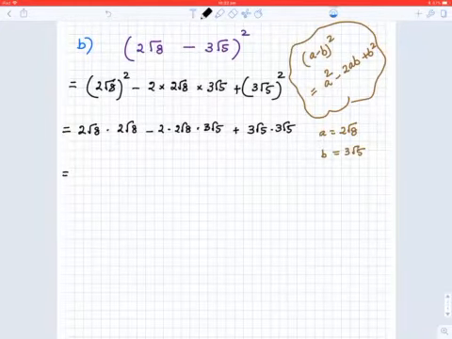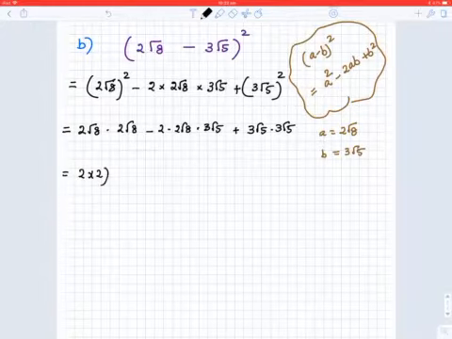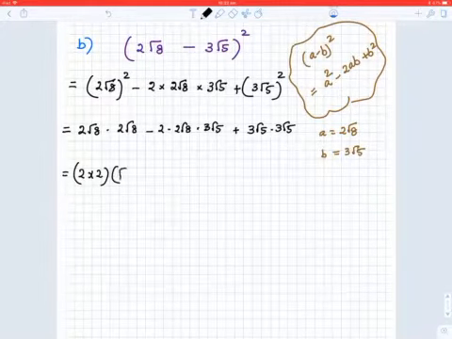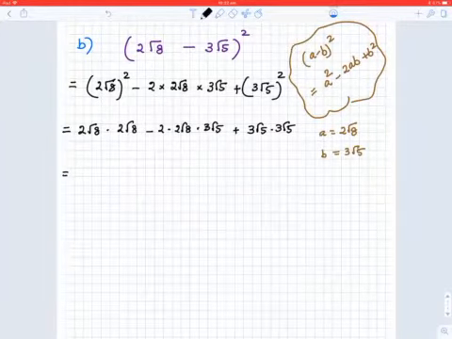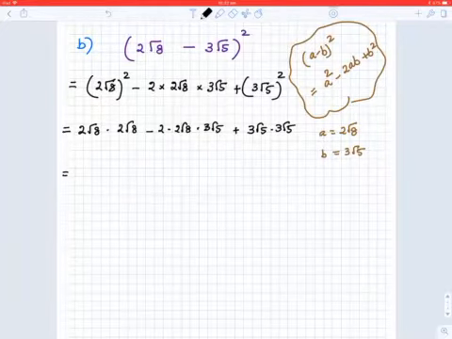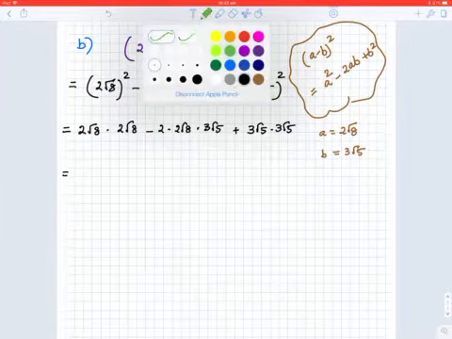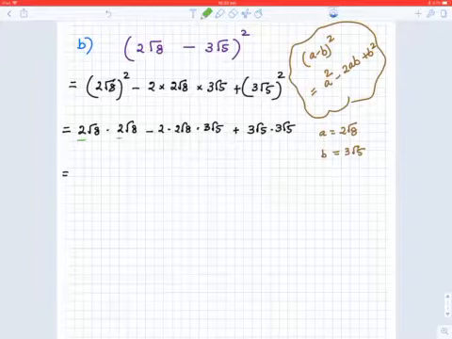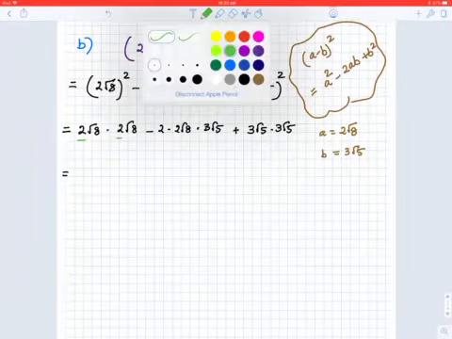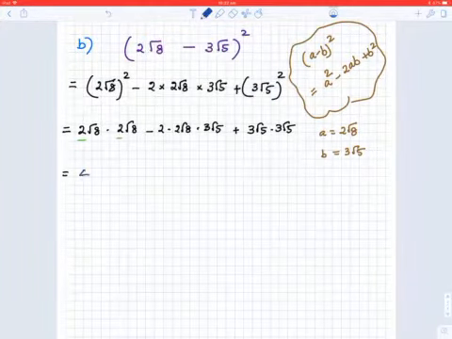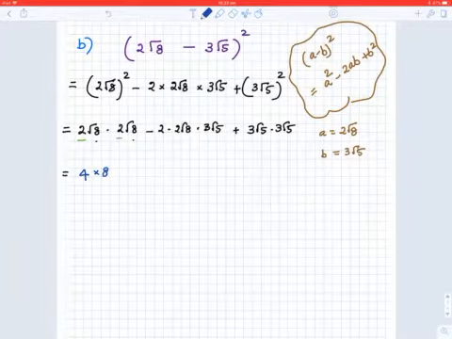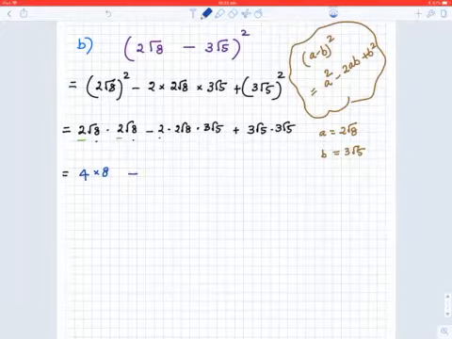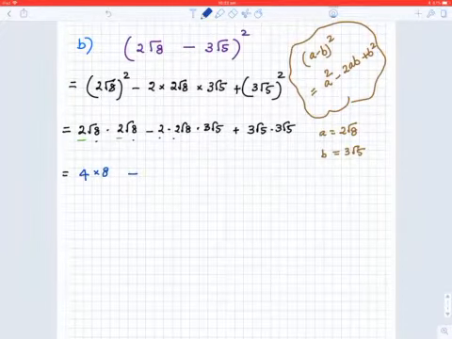Okay, now we are going to use the normal expanding technique, the multiplication technique. 2 times 2, bracket root 8 times root 8. Maybe I can just go a step faster because you are familiar, we have done that several times. 2 times 2, which is 4. Then root 8 times root 8 is 8.